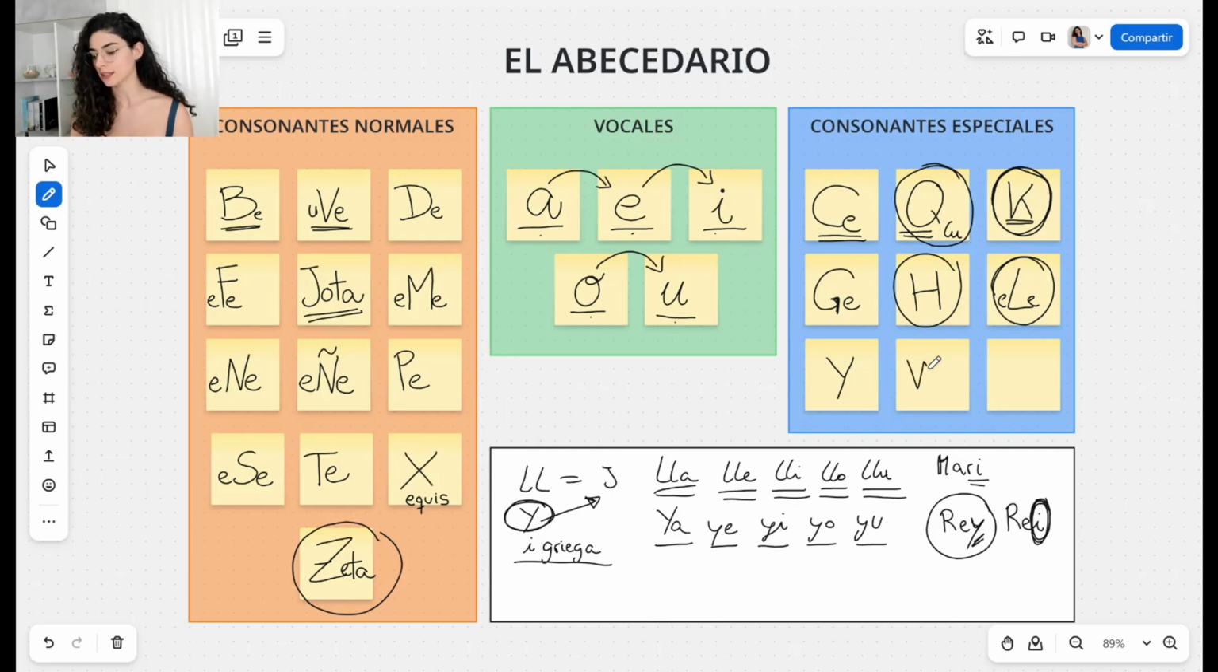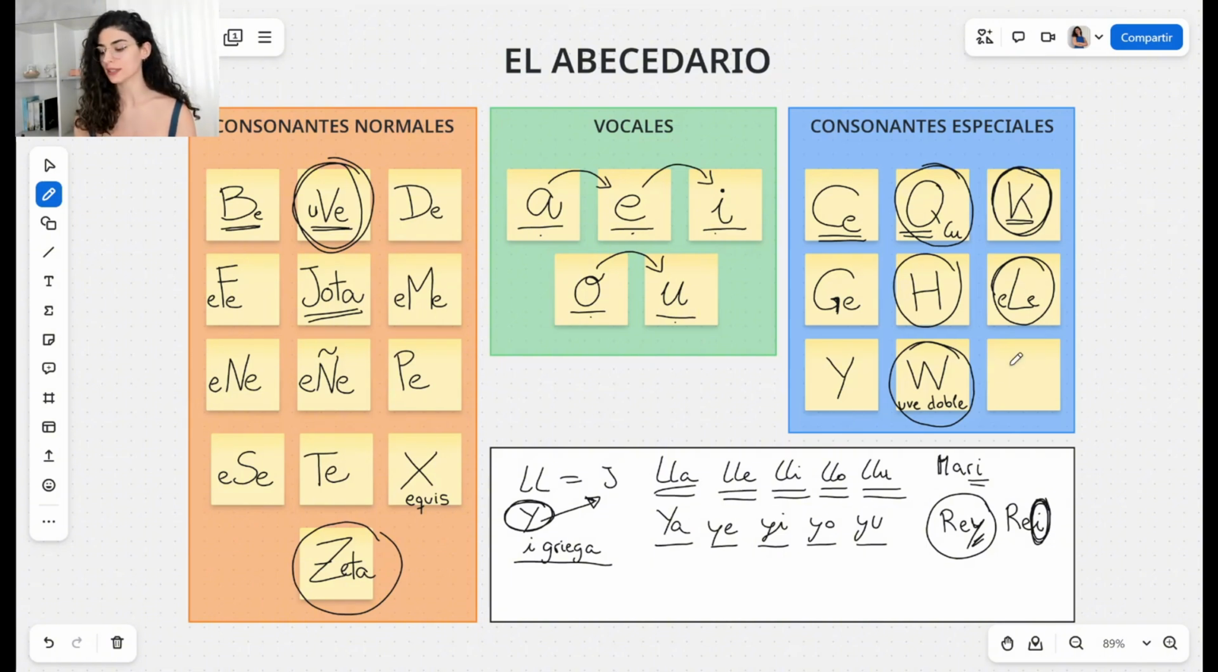Then we have another consonant that is not used in Spanish, but it appears in our alphabet, that is the W, called uve doble. So it's like the V, double. Uve doble. This consonant is only used for foreign words. Again, we don't use it in Spanish. It's just for words like web, Wi-Fi, webinar, or things like that.